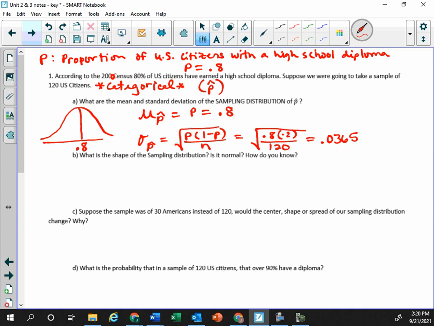So try to get those formulas for mu of x bar, mu of p hat, sigma of x bar, sigma of p hat. You've got to know those. Those have to be ingrained in your head, okay?